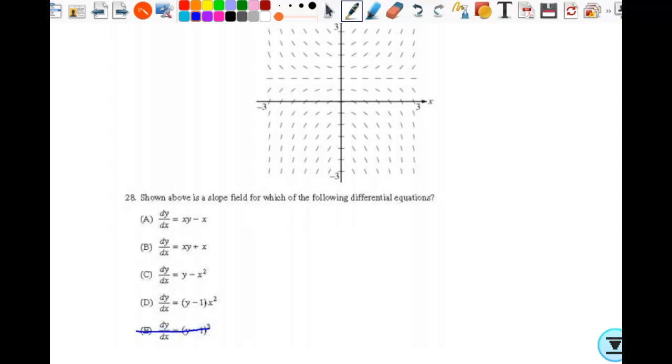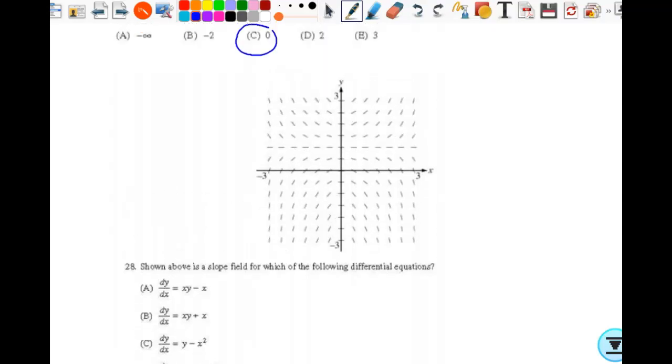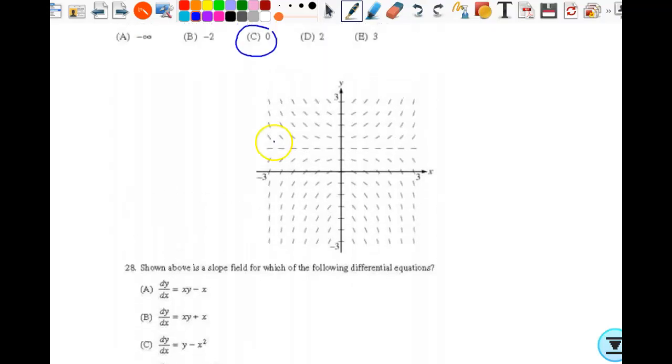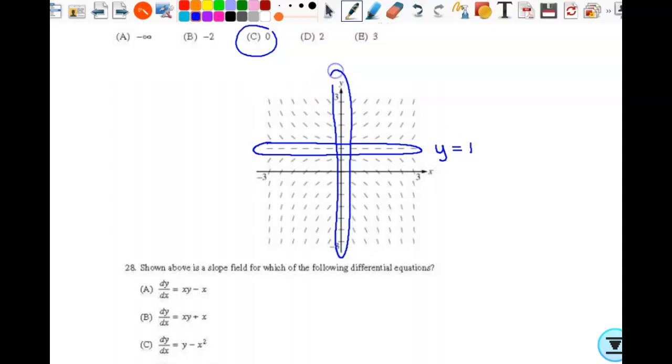I can see along any vertical line, any horizontal line, I have different slopes. All right, so E's out. So that's the first thing I do. I decide if it's a function of x, function of y, or both. All right, so we're down to 4. The next thing I do is I find my zero slopes. Based on how my y-axis is scaled with 3 up here, I know this is the line y equals 1. You with me?